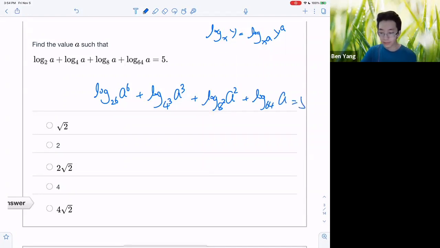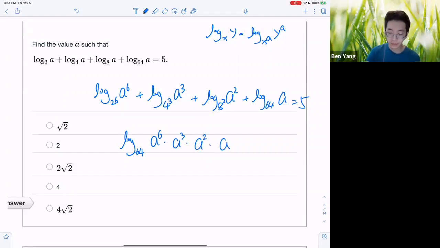That equals 5. So we have log base 64 of a to the power of 6 times a to the power of 3 times a squared times a. That equals 5.